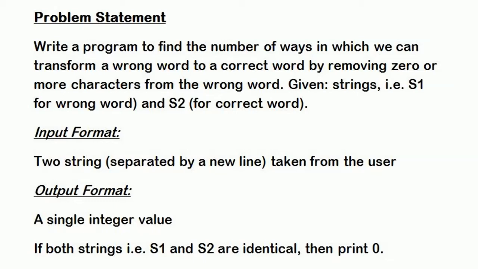Input format. Two strings, separated by a new line, taken from the user. Output format. A single integer value. If both strings, that is S1 and S2, are identical, then print 0.